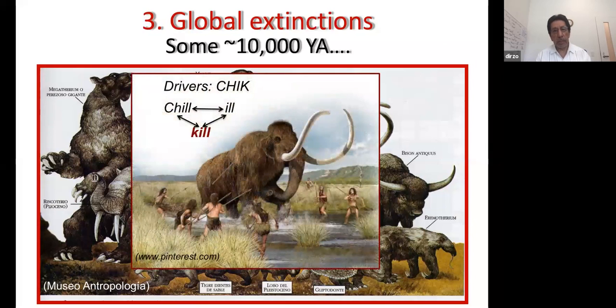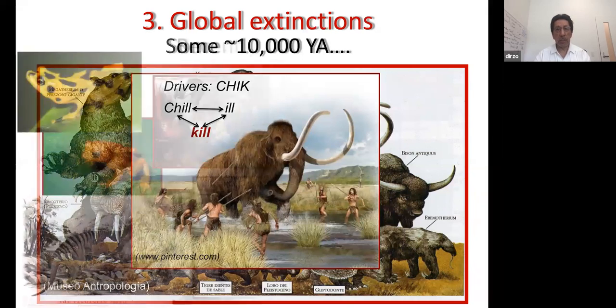We're still debating a little bit as to what were the drivers of this megafaunal extinction, but we more or less have agreed that we have three major components. The idea of chill, ill, and kill. Chill meaning changes in temperature, ill, the effect of some disease, and of course, human presence with hunting and killing. So the combination of those three drove the extinction of these amazing species from the face of the Earth 10,000 years ago.